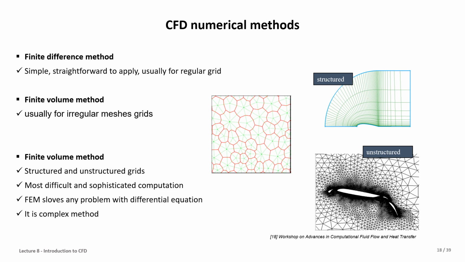So far, we talked about the available numerical methods that are applied in CFD. What is the difference, and what are the advantages and disadvantages of these methods? We have the finite difference method, which is simple and straightforward to apply, usually for a regular grid. Next, the finite volume method is usually for irregular mesh grids. And the third one is the finite element method. It's for structured and unstructured grids, the most difficult and sophisticated computation. FEM solves any problem with differential equations. It is a complex method.